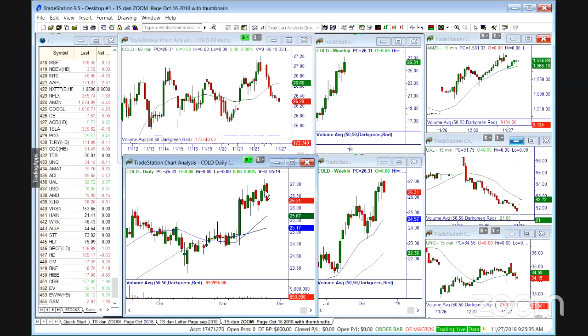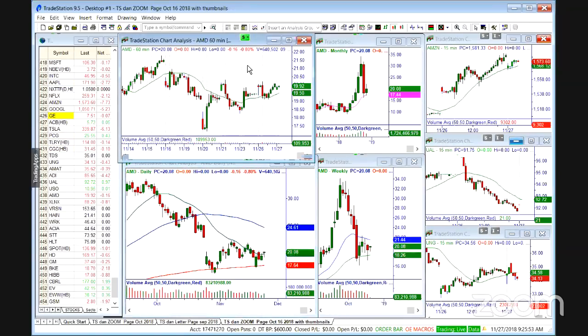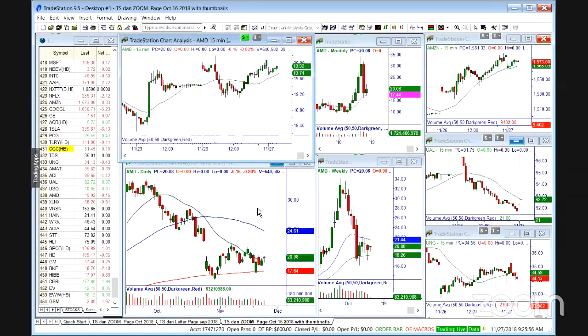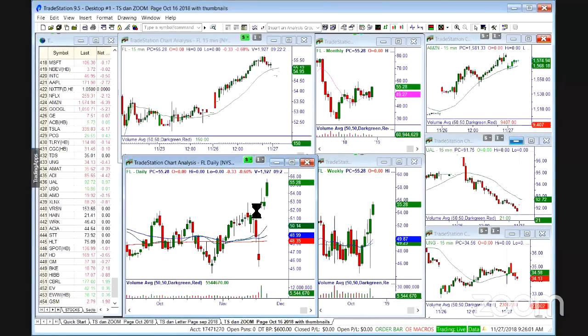Cold, we never triggered, and he's getting close to canceling. AMD did not trigger, but it still looks great. It looks better today than yesterday. Why? Because I have a whole other day of 15-minute charts that are holding. So good. FL, we didn't get our desired credit.